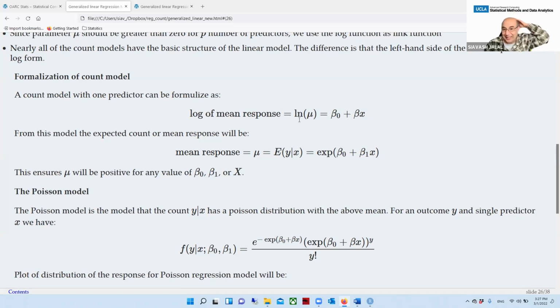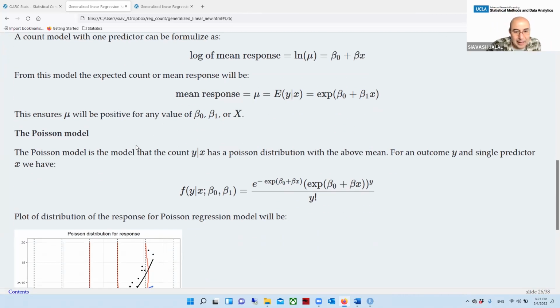That's all you need to transform a positive number to negative infinity to infinity, or the inverse of the log. You can go back from negative infinity to infinity to the mean of the response. So this is the mean of the response. This is the mean function. This is the link function. Okay.